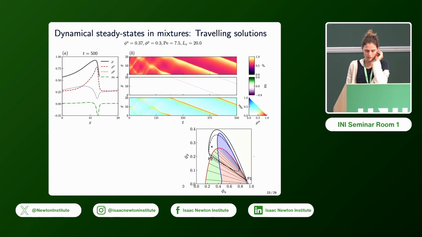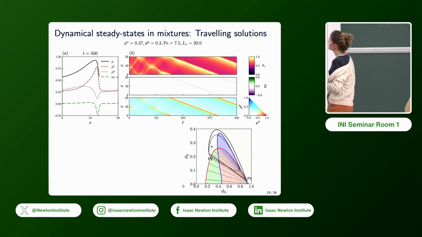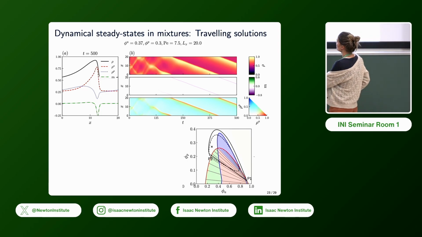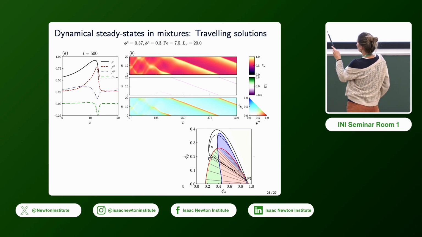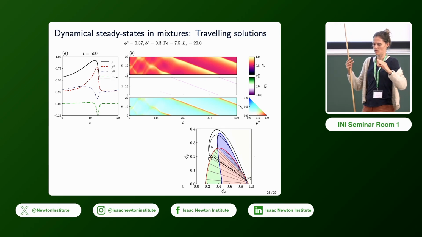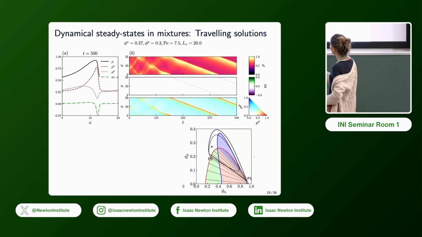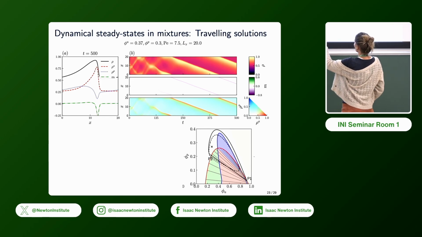Okay, and then another type of solution that we could also find in this system is this traveling solution. So the idea here is, if you look at the black curve, that's the total density. We basically have a front here, an interface between dilute and dense regions, that moves in just one direction. It's as if you took the counterpropagating solution, but you only had one side of it.